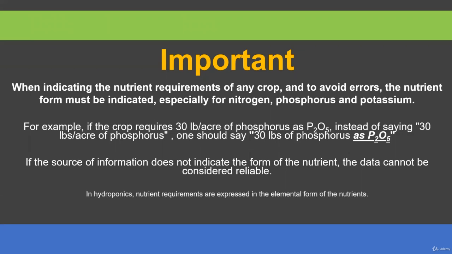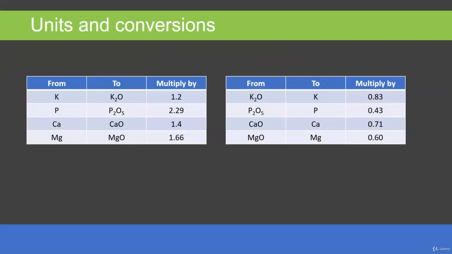In hydroponics, on the other hand, the nutrient requirements are usually expressed in the elemental form of the nutrients. So I prepared here a conversion table from different forms. To convert K to K2O, we multiply by 1.2. To convert P to P2O5, we multiply by 2.29, etc.